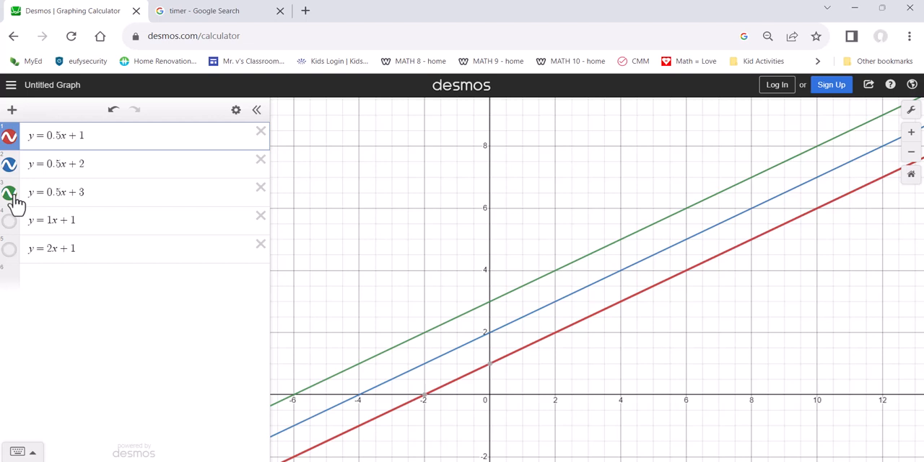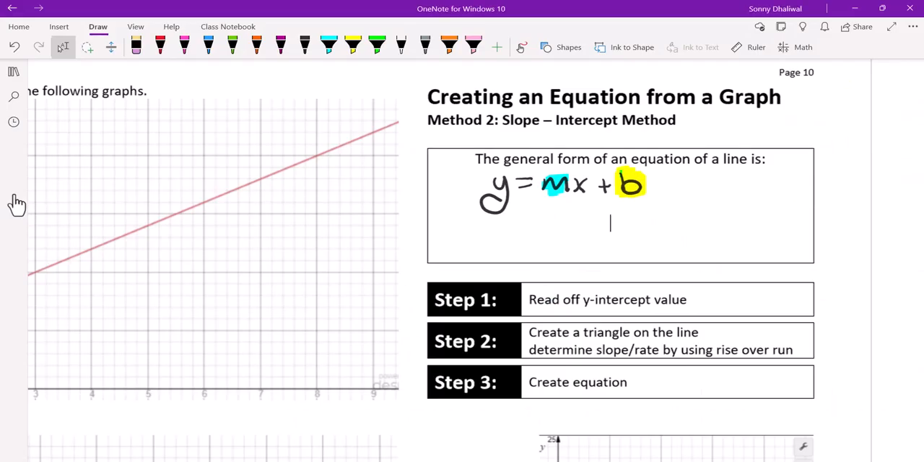Okay, so we're going to go back to our notes here. We're going to add that in. So this is called our y-intercept. Right? Or maybe I'll use a different color. Where the line crosses the y-axis. Okay, so that number, you can just read off the graph now.